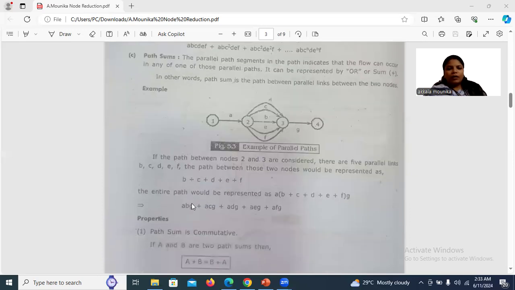So here the combination is A into B plus C plus D, E plus F into G. We have to do multiplication for all of these. That's the product we have obtained here: ABG plus ACG plus ADG plus AEG plus AFG.